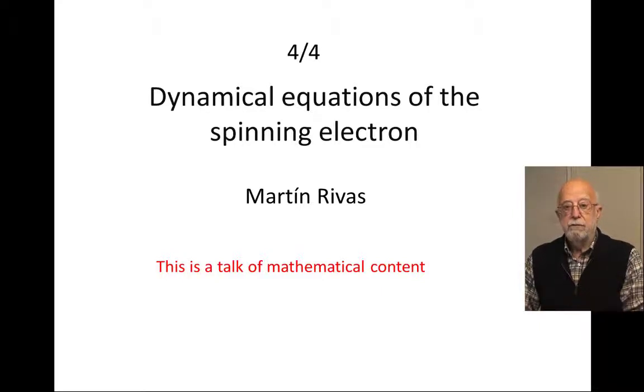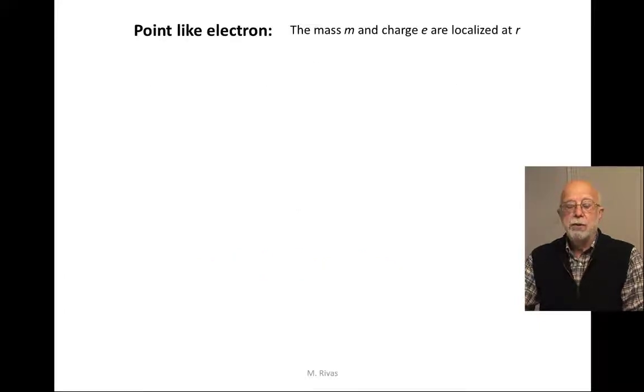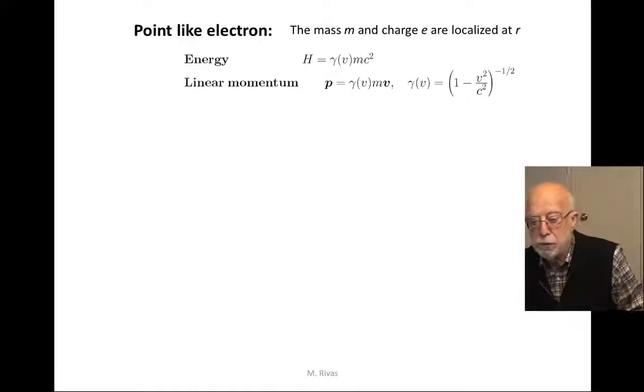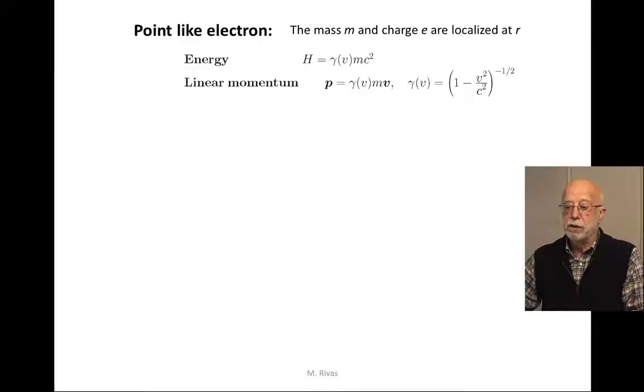Well, let us start first with the analysis of the dynamical equations of the point electron. The point electron has a mechanical property called mass and an electric property called the charge, electric charge. Both are localized at a single point R. This is the main feature of the point particle. The center of mass and the center of charge are the same point. And the mechanical properties are energy and linear momentum, which are written in this form in terms of the center of mass velocity, where gamma of v is this relativistic factor.